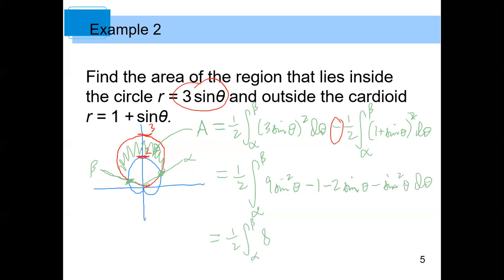So it's going to be the integral of 8 sine squared theta minus 2 sine theta minus 1 d theta. Would you guys know how to do the antiderivative of each one of those things? Do you know the antiderivative of sine theta? Yes. Do you know the antiderivative of 1? I hope you do. What about sine squared? How would you deal with sine squared?